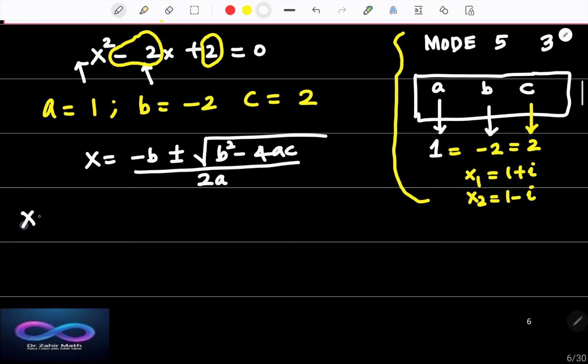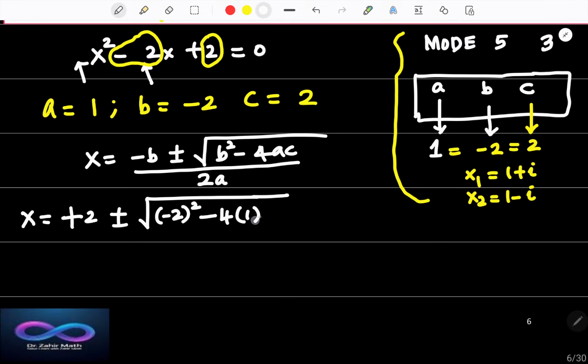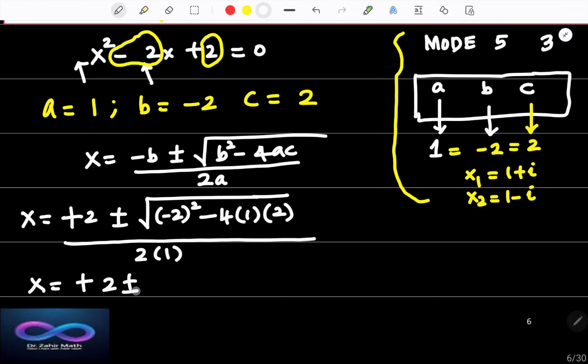So put it in the formula: x equals minus b, minus of minus 2 is plus 2, plus or minus square root of b square, minus 2 square, minus 4 into a. A is 1, c is 2, the whole divided by 2 times a, that is 1. So x equals plus 2 plus or minus.